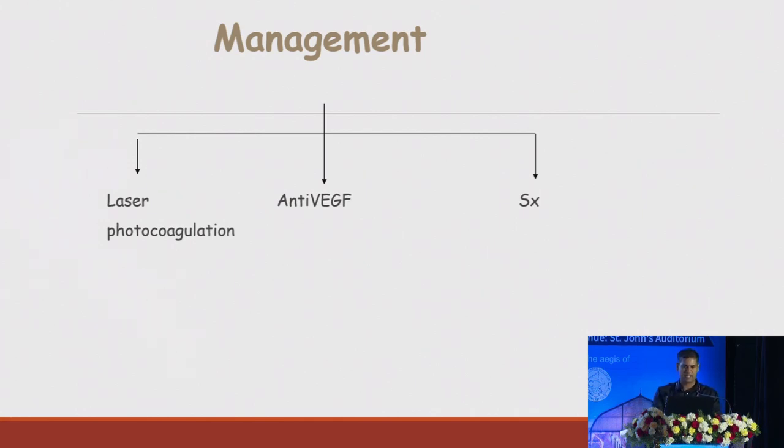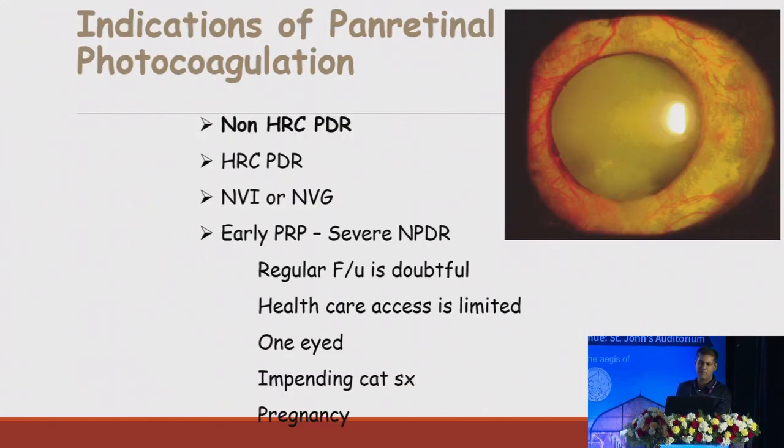Once we have a diagnosis of PDR, the management strategies are laser photocoagulation, anti-VEGF, and surgery. So indications of PRP are all the cases of proliferative diabetic retinopathy, and cases with NVG or neovascularization of the iris. Sometimes early PRP is considered in severe NPDR cases when the regular follow-up is doubtful, or when the healthcare access is limited to a certain group of patients, or a patient has lost already one eye to diabetes, and the patient is one-eyed, impending cataract surgery and pregnancy.